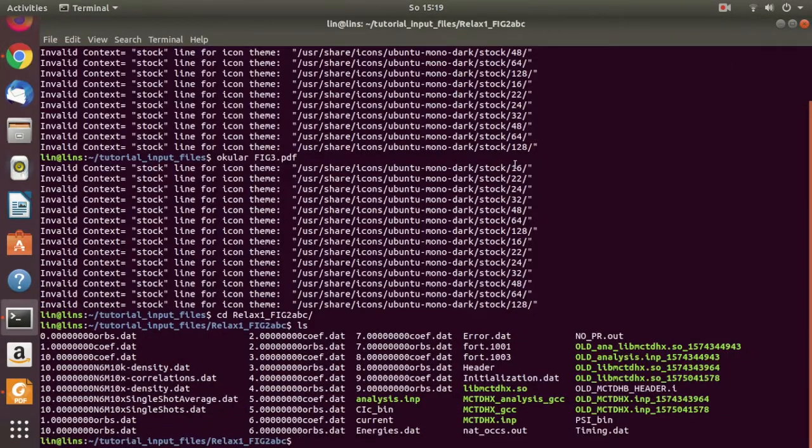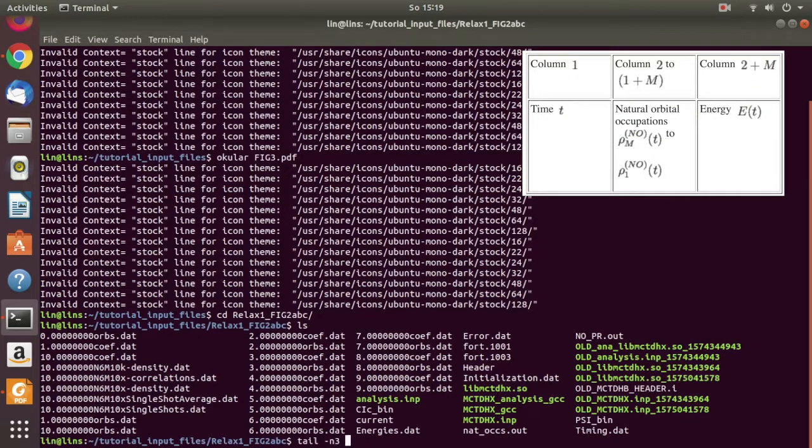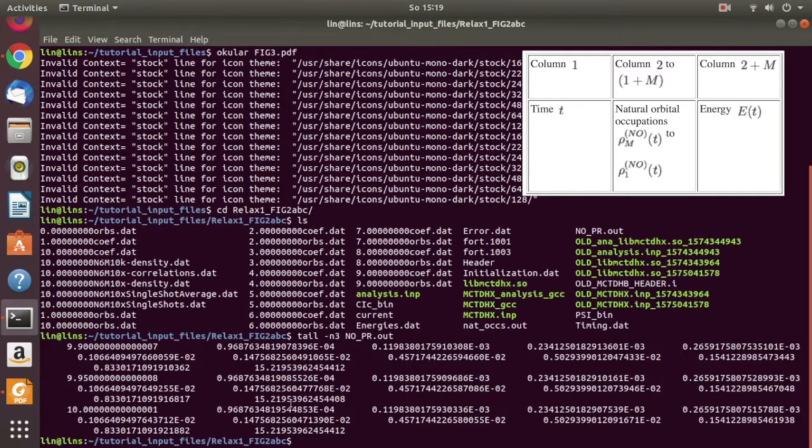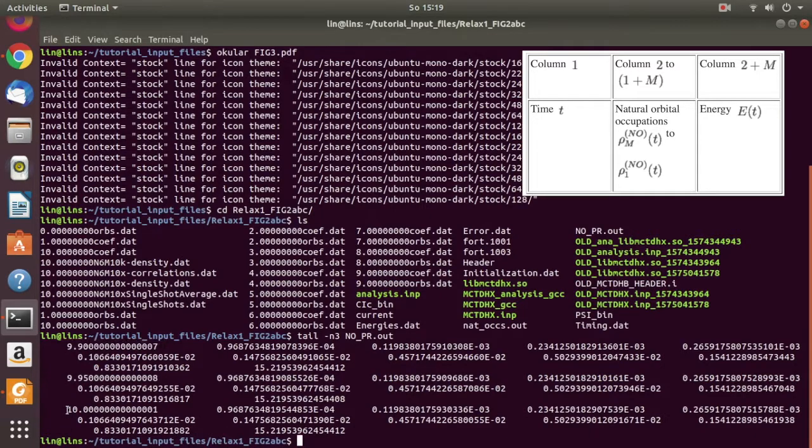Now let's go back to our simulations and look at the last 3 lines of the NOPR files. So first we note that these are the times 9.9, 9.95, and 10. At these 3 time units, we look at the energy and find that the convergence is really good. It converged already to the 12th digit after the decimal. And in this case, we would say that the convergence is already enough to claim that our simulation has converged.